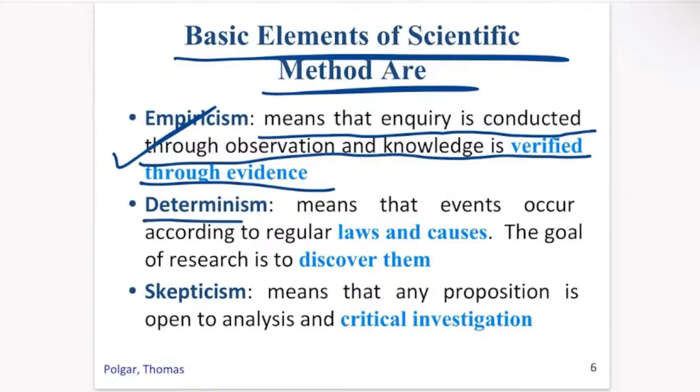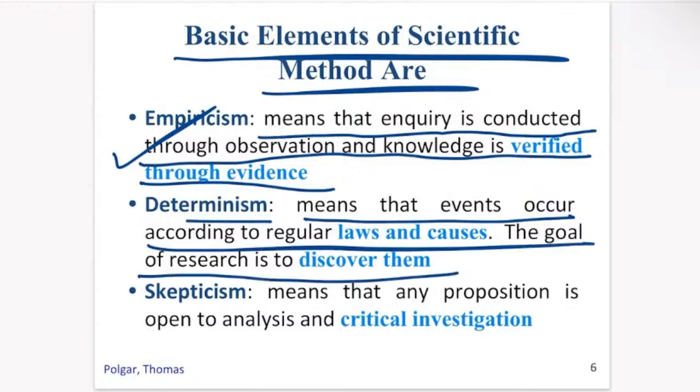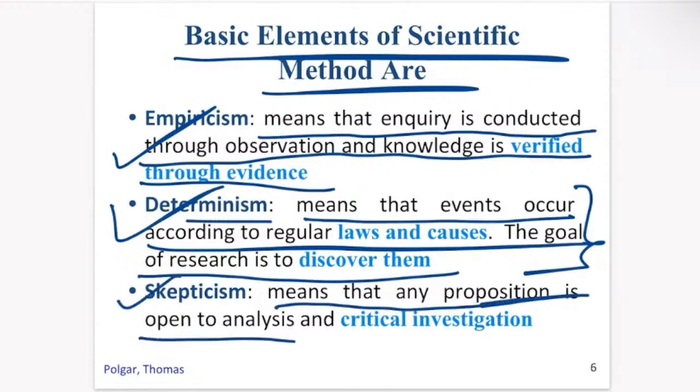Right. So determinism means that events occur according to regular laws and causes. The goal of research is to discover why these things are happening. Right, so that is determinism, like we are determining something. And skepticism means that any proposition is open to analysis and critical investigation. Yani, we are very critical about it.